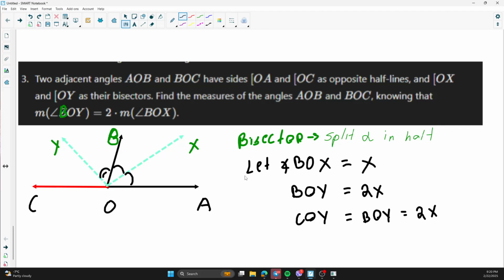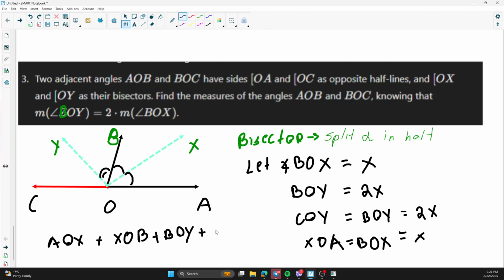Now BOX is x. XOA is also equal to BOX because the bisector splits them in half, and it will also be x, right? Now if you add all of these angles, AOX plus XOB plus BOY plus COY, all of those angles, it's supposed to give you 180, right?